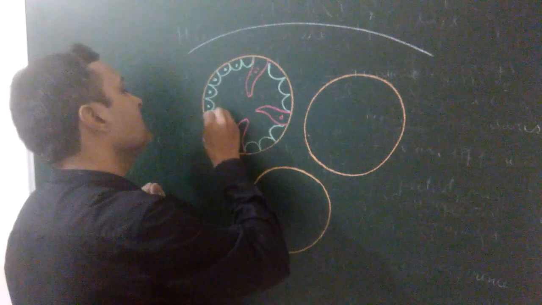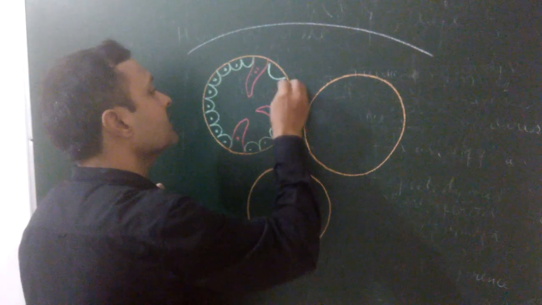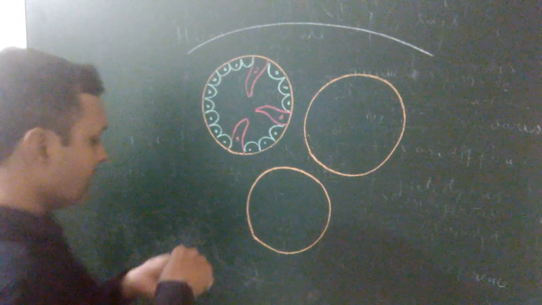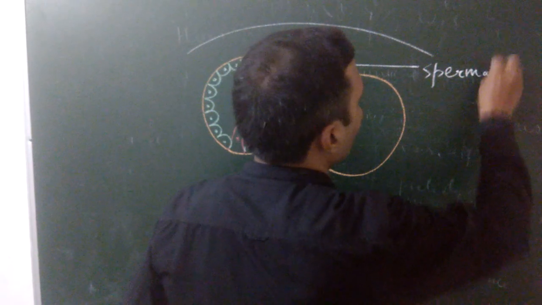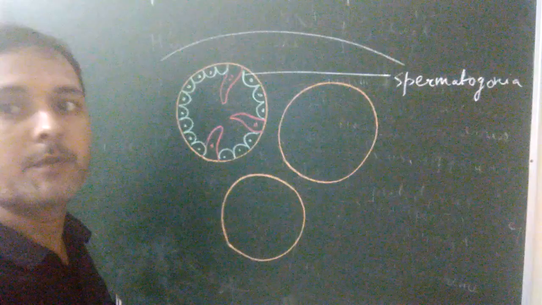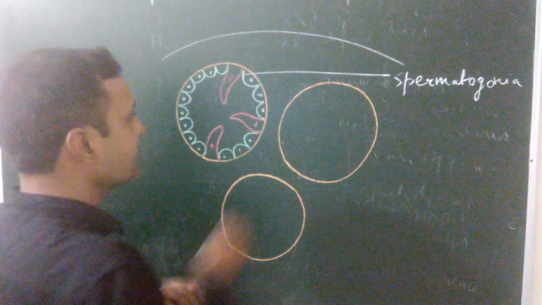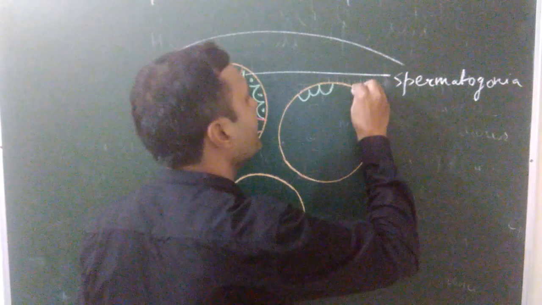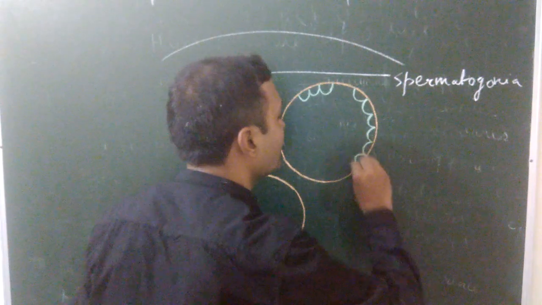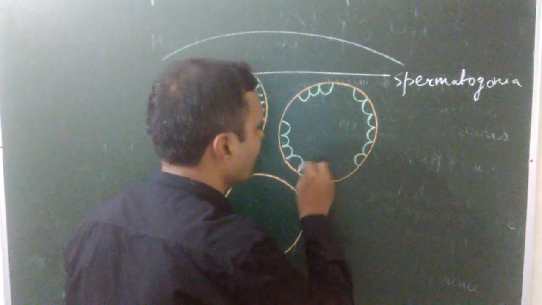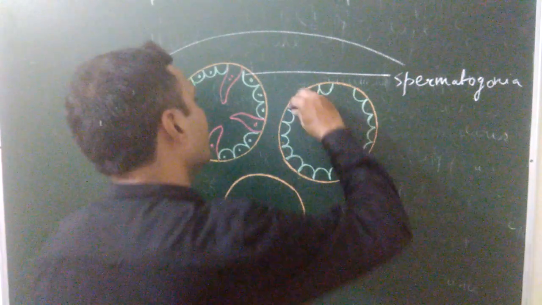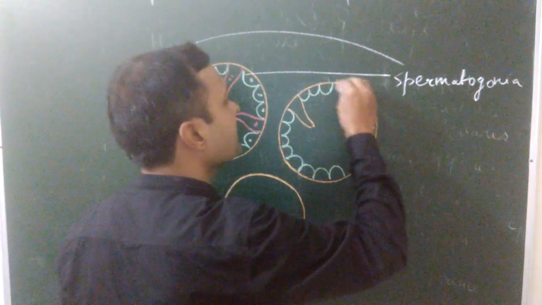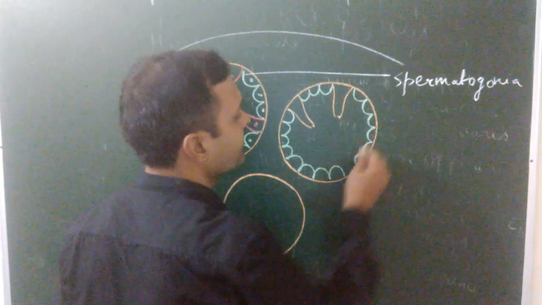How many types of cells are present inside the seminiferous tubules? The total number is 2. The first is known as spermatogonia, also known as the male germ cell. You can easily find out. You can draw many times, no problem, but I will draw only two seminiferous tubules showing the two types of cells, that are Sertoli cells and spermatogonia.